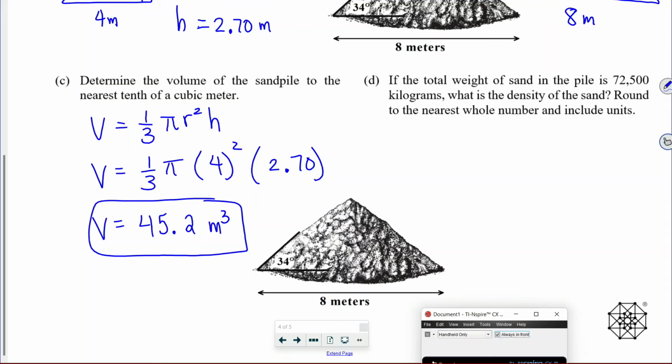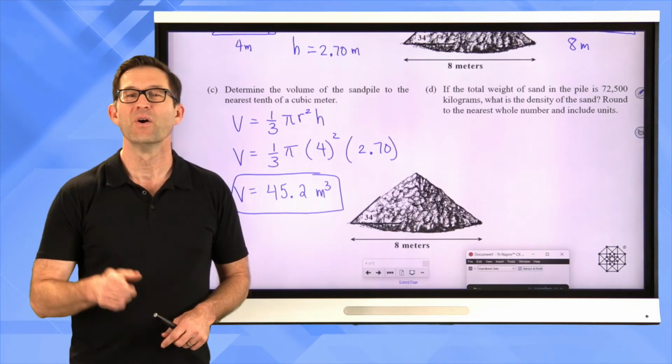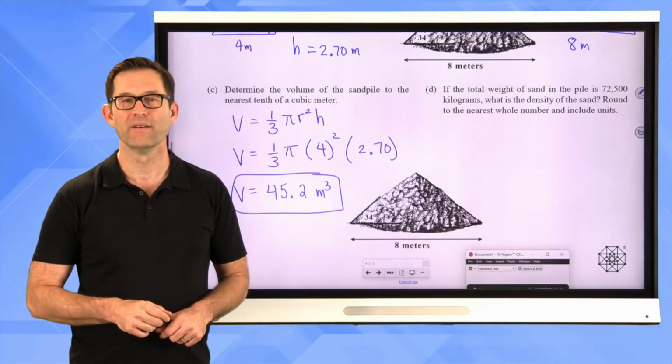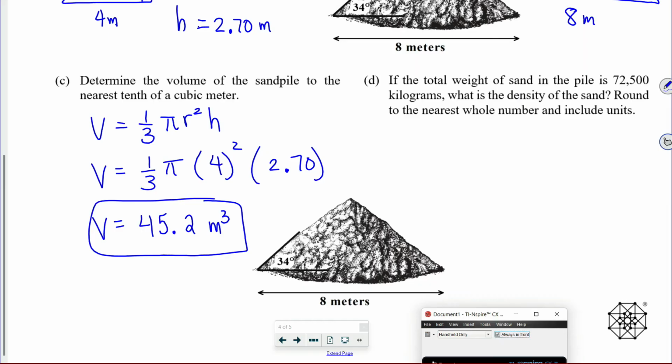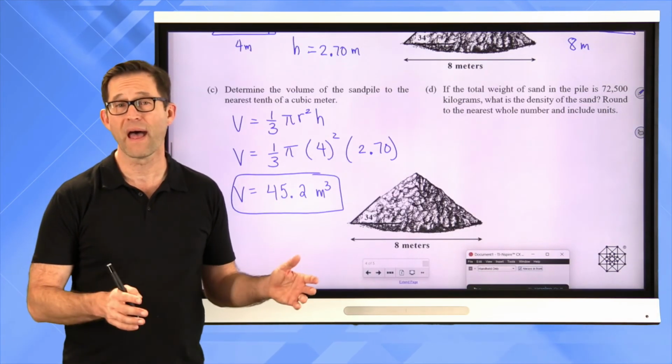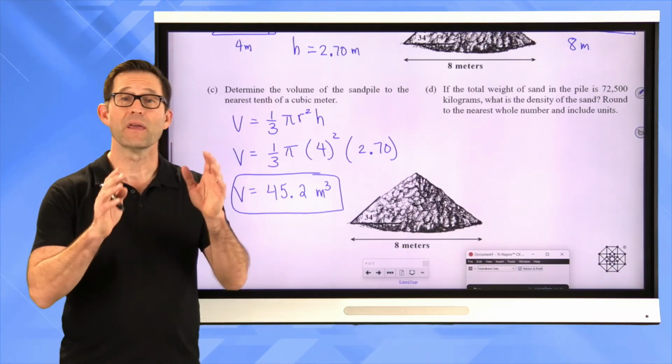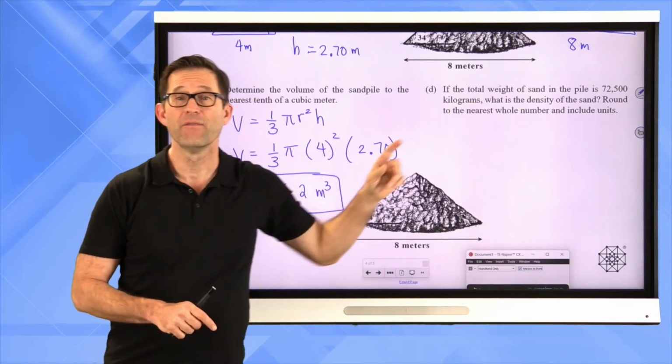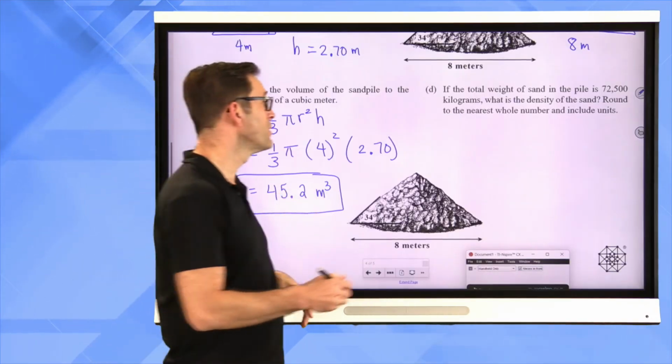If the total weight of sand in the pile is 72,500 kilograms, what is the density of the sand? Round to the nearest whole number and include units. All right, why don't you pause the video and go ahead and do that. All right, well, density, whether it's a weight or a mass or whatever, is going to be how much of that fits inside of that. So it's really quite easy, right?